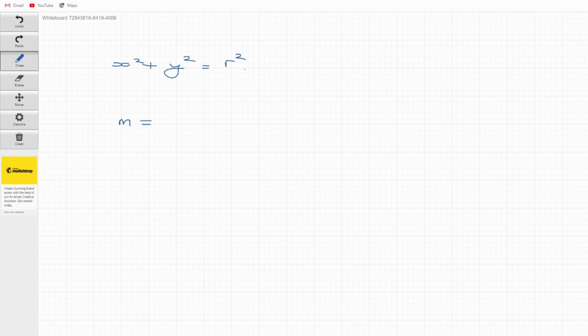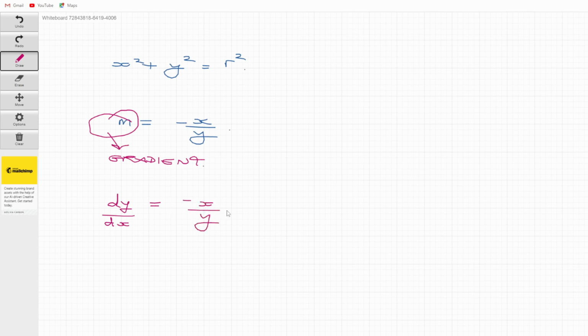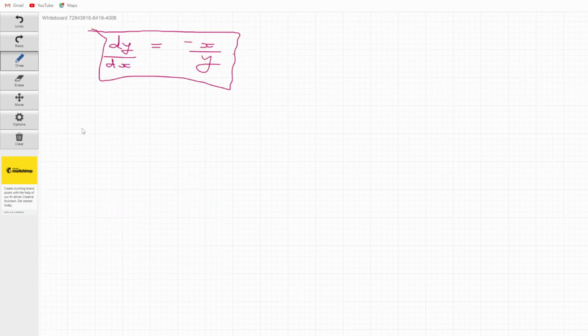So we found out that the gradient of the tangent to the circle was equal to minus x over y. And in A-level calculus, we call the gradient at some point on a curve the derivative, and we write it dy by dx like this. So this is a differential equation that should make sense to someone who's studying GCSE maths. dy by dx equals minus x over y. I want to show you how we solve something like this.